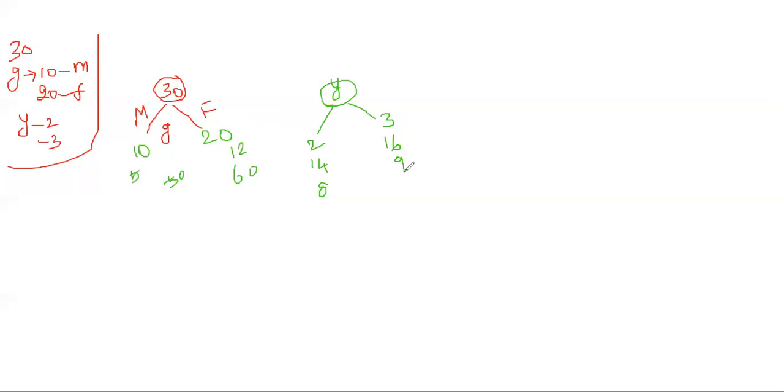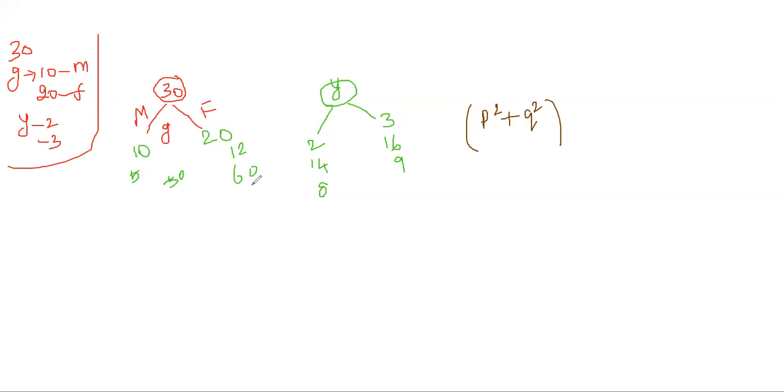Now how do we apply the Gini index? We already know the Gini formula: p squared plus q squared, which is the sum of squares of the probabilities of success and failure. P denotes success and Q denotes failure.